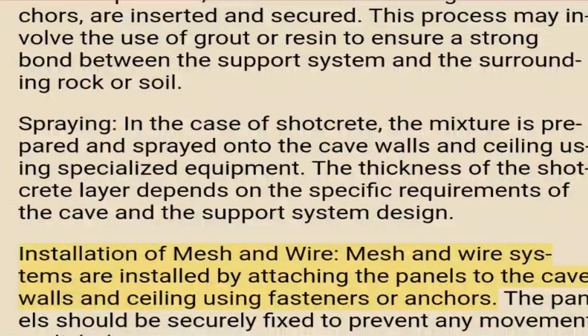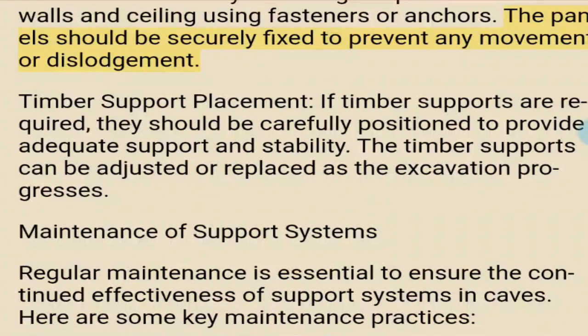Mesh and wire systems are installed by attaching the panels to the cave walls and sealing using fasteners or anchors. The panels should be securely fixed to prevent any movement or dislodgement. Timber support placement. If timber supports are required, they should be carefully positioned to provide adequate support and stability. The timber supports can be adjusted or replaced as the excavation progresses.